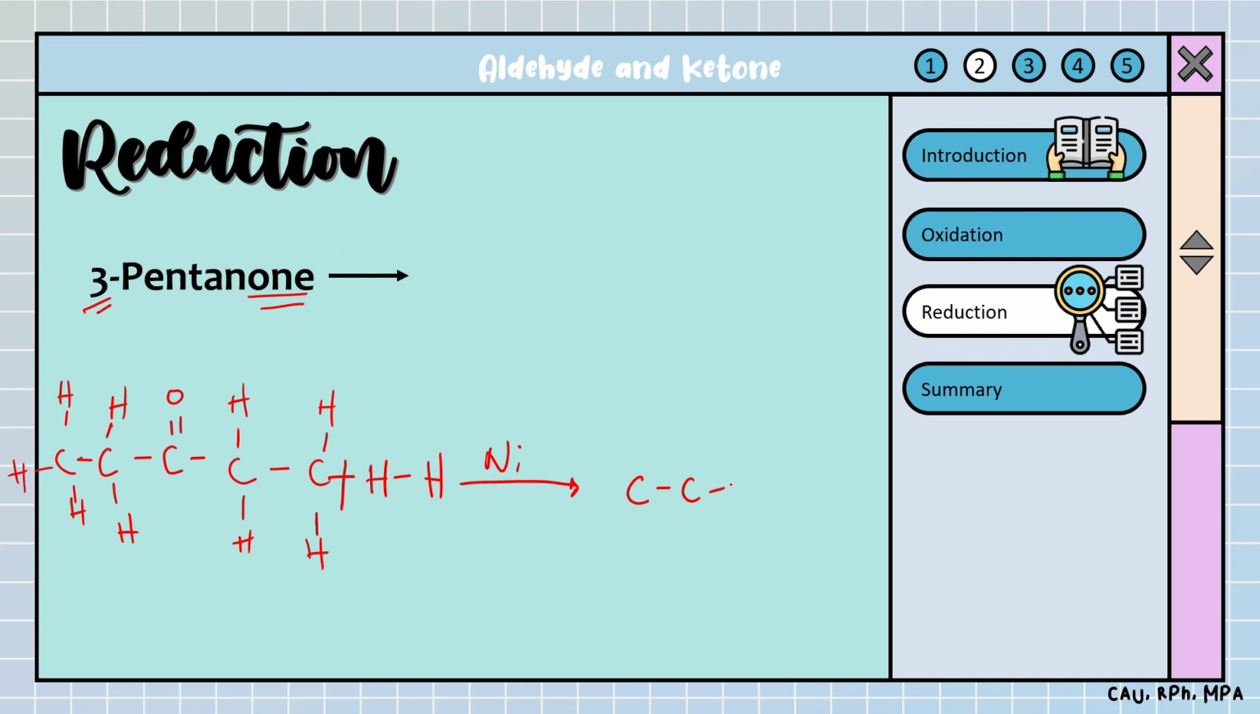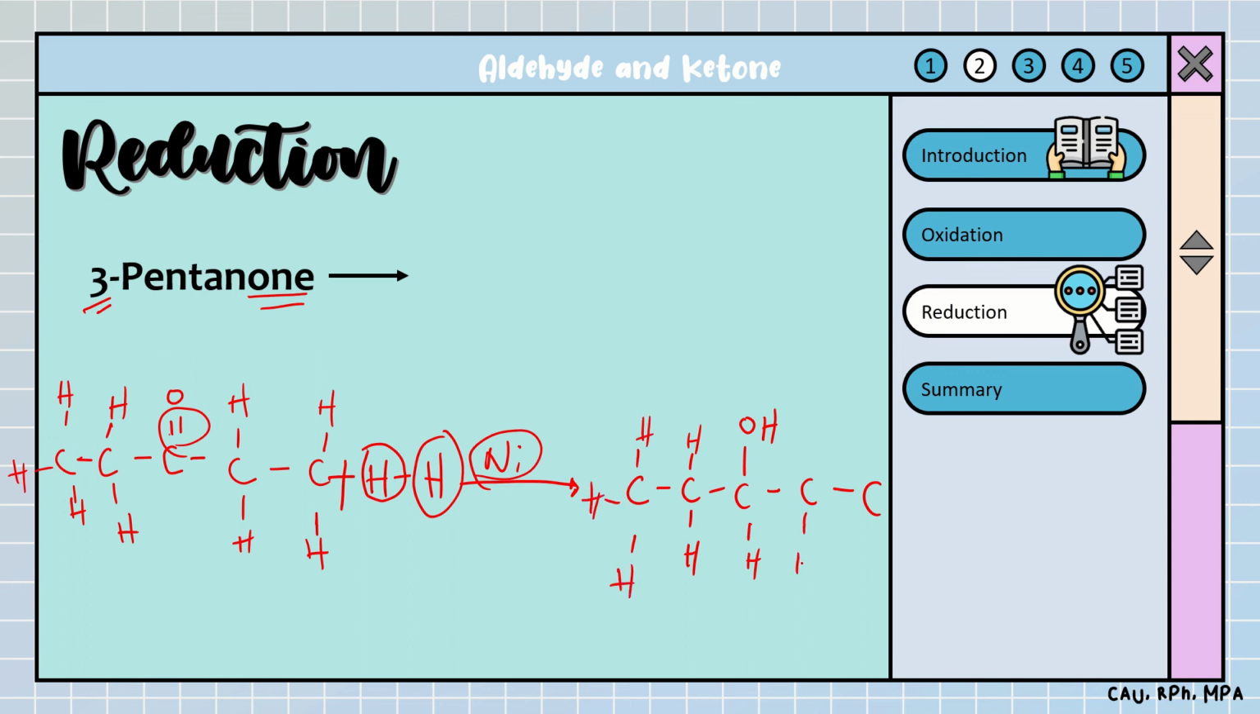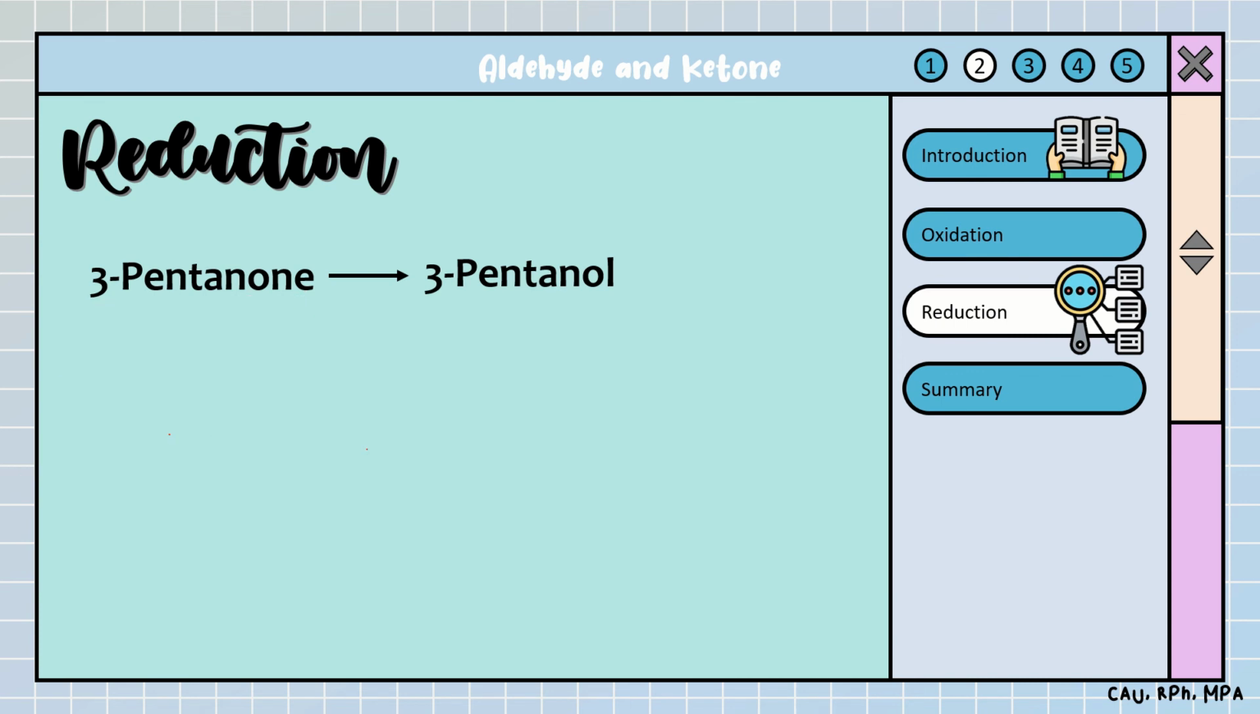So our resulting product now will be, your hydrogen will be bonded to our first bond, and then another will be bonded to our second bond. So the double bond will be broken with the help of our catalyst, and it will have a hydroxyl group. And then let's just complete this by adding the hydrogens on their atoms. So therefore, our resulting product is 3-pentanol.